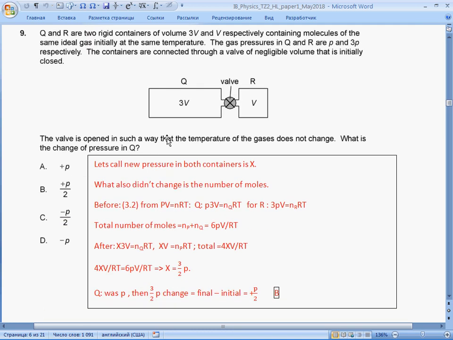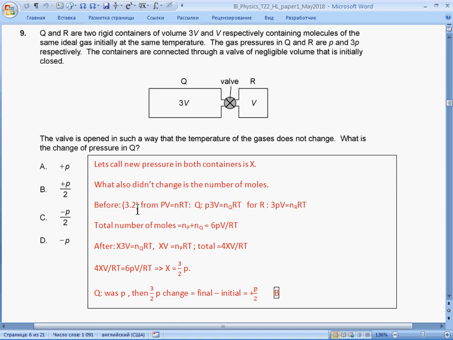Here we have two valves. They have different volumes and different pressures. When the valve is open, temperature doesn't change, so part of the molecules move from high pressure to low pressure. Let's assume that in the end we have pressure X. What also didn't change is the number of moles. The total number of moles stays the same.